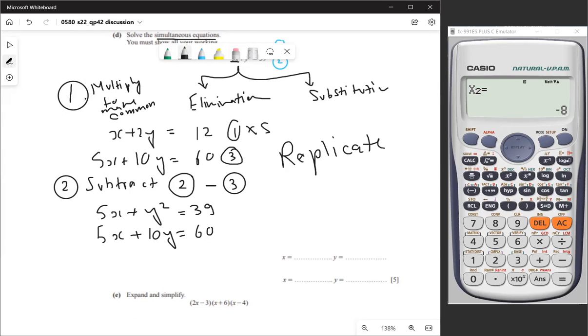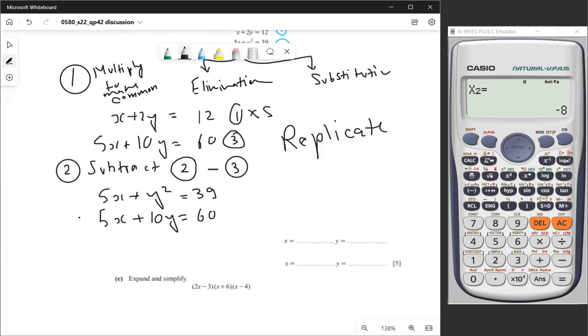So I'm not just giving you the answers. I'm giving you the steps. In the exam, you'll write, okay, multiply 1 by 5, and then give equation 3. You'll get marks. So it will be easier for you to get more marks in the exam. Now, some people just write a paragraph, which is awful to look at, right? Don't do that. Now, 5x plus y squared equals 39. That's my second equation. This is the third equation. Now, I'll subtract like this. I'm putting a minus here. Why am I doing this? Because I'm subtracting.